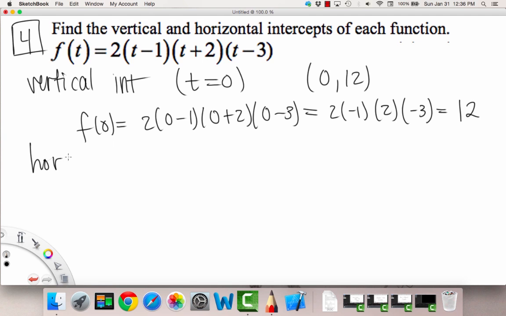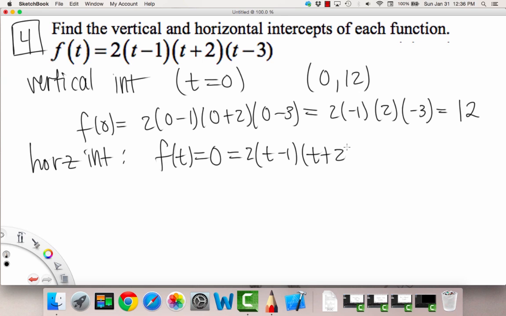And now let's find our horizontal intercepts. Okay? So this would be when our f of t is equal to 0. So this is equal to 2 times (t minus 1) times (t plus 2) times (t minus 3), okay? And what would make this be 0? Well, we could have t equals 1, that would make it be 0. We could have t equals negative 2, that would also make it be 0. Or we could have t equals positive 3, and that would make it be 0.